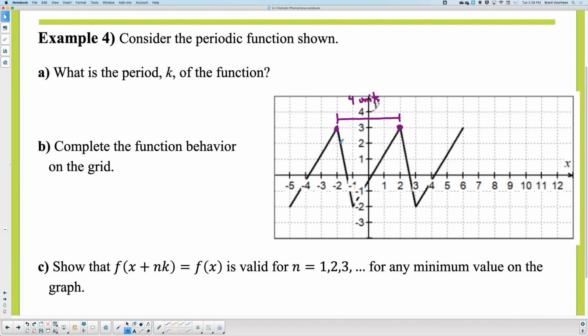And if you're going, wait, why are you using this letter k now? I'm using the letter k because I'm going to get to this equation that we had from earlier. If you remember on the notes, the definition of periodic is that mathematically this is true. What we're doing right now is solving for k, and we just found out that k is 4 units.